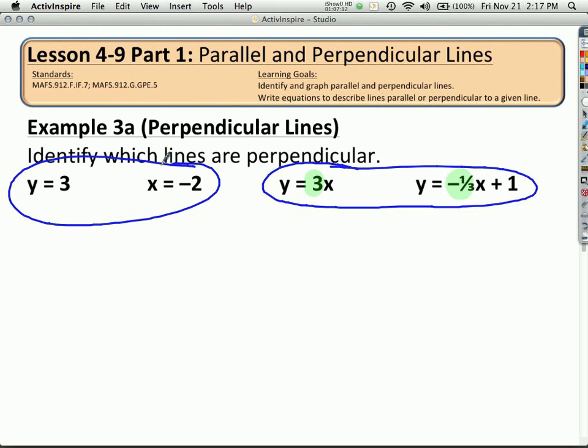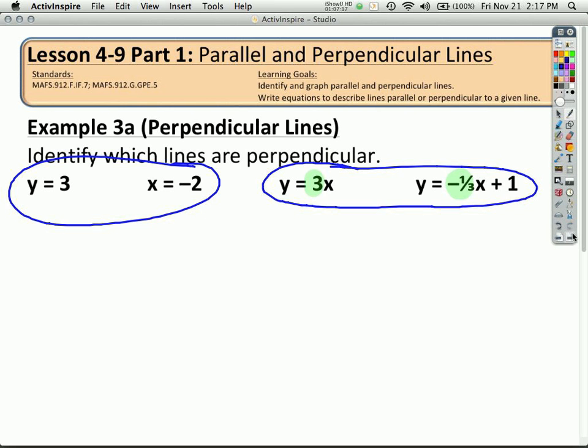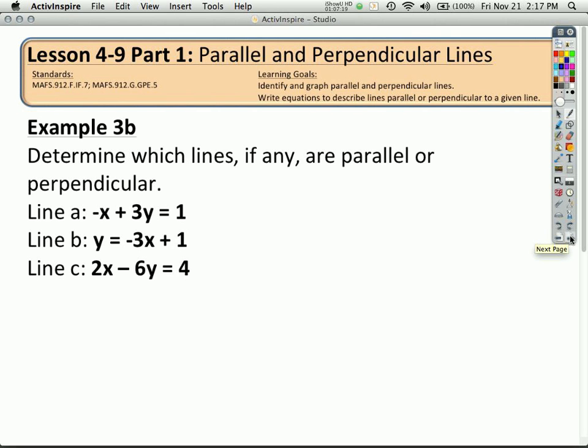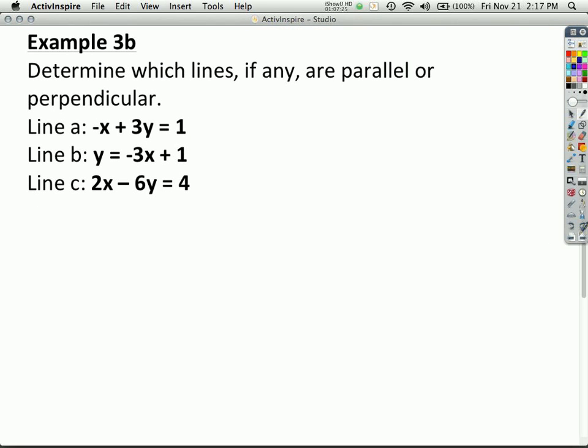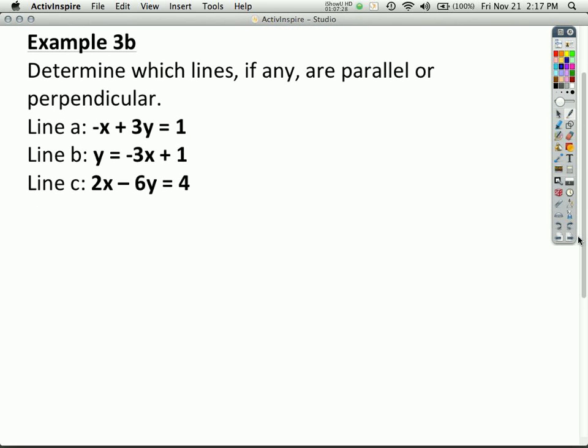Does anyone have any questions about that? Good, we're doing quite well. Let's wrap it up with one more. Determine which lines, if any, are parallel or perpendicular. So we're going to put it all together. Which lines, if any, are parallel or perpendicular?